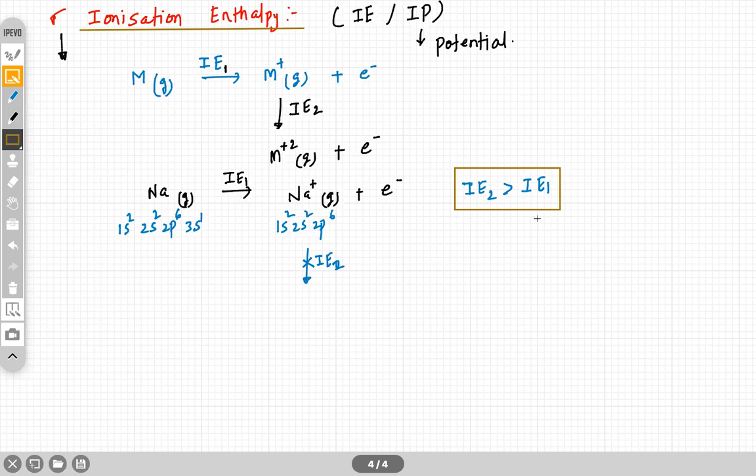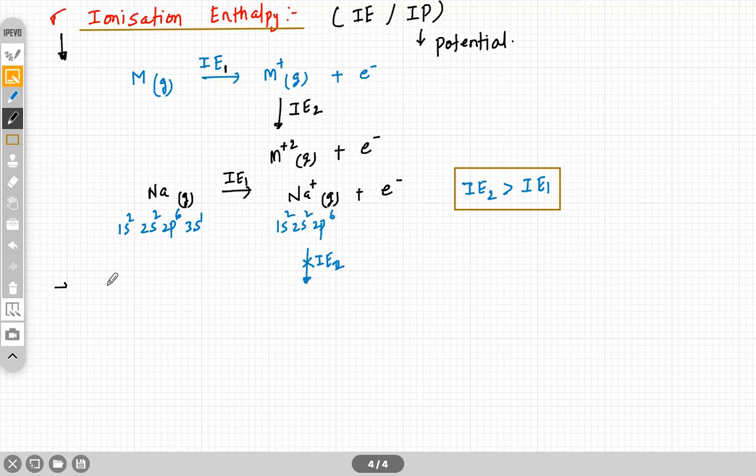Whenever you are removing an electron, the size of the ion is decreasing, and the outermost electron becomes more strongly attracted towards the nucleus, and it is difficult to remove that electron. Got it? So that is the order we have. So this is ionization energy: the amount of energy required to remove an electron from an isolated gaseous atom.